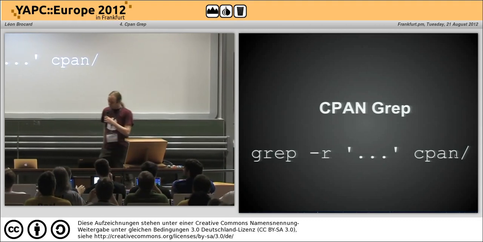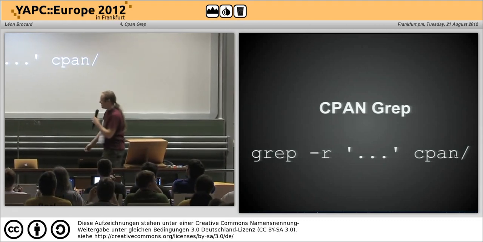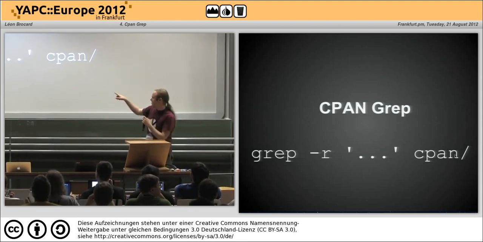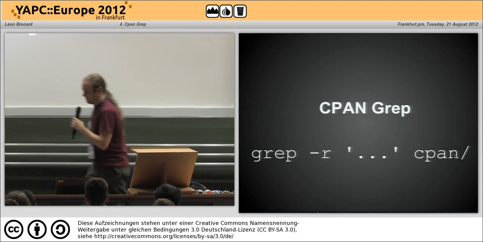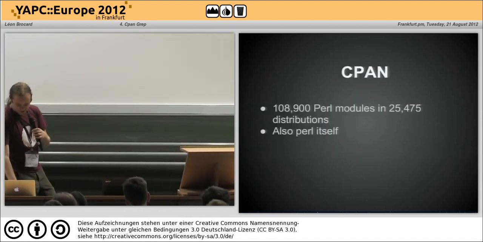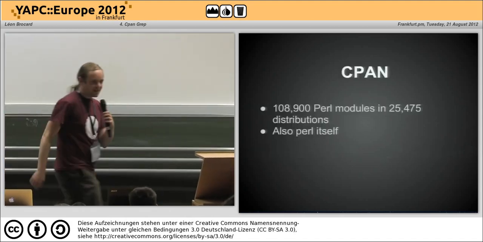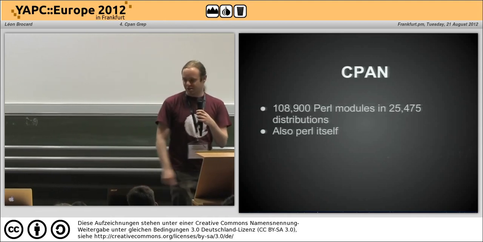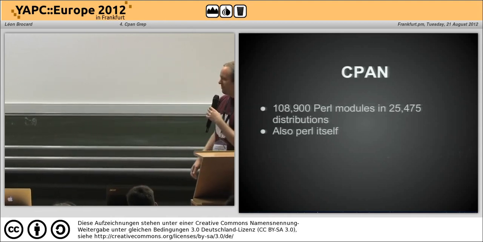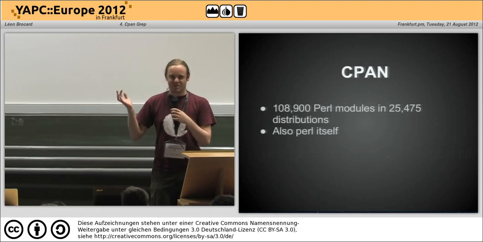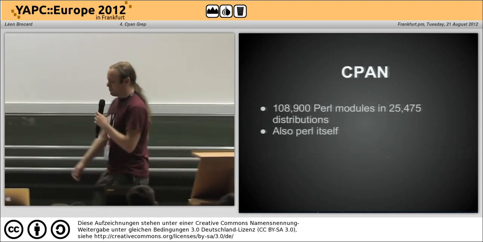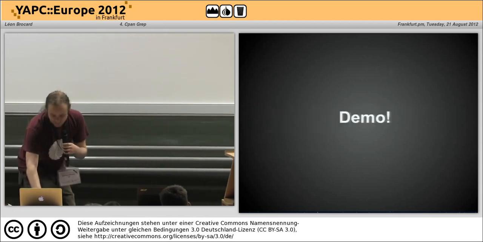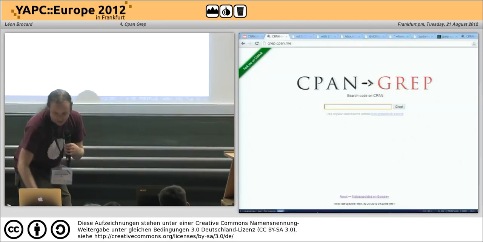Okay. I'm here to talk about CPAN Grep. Essentially what I'm talking about is a recursive grep of whatever you decide across the whole of CPAN, which sounds somewhat simple, but CPAN is 108,000 modules in 25,000 distributions, so that's 25,000 tarballs, effectively. And Perl itself. So let's show it.